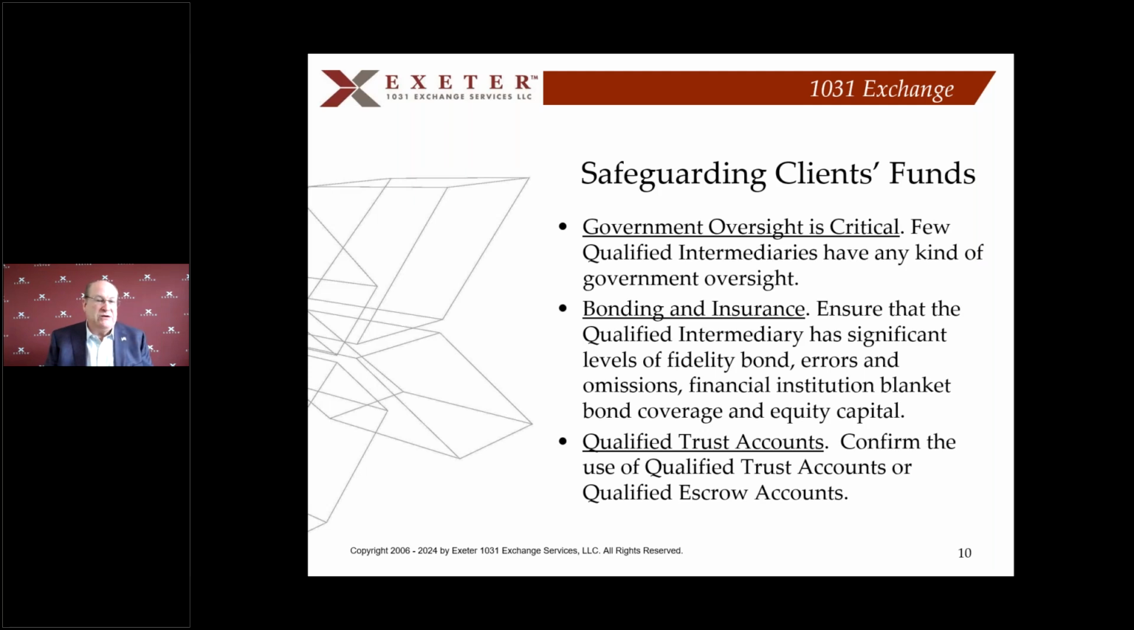The judge ruled that the client funds were actually corporate funds because they were held in the corporate name. And he also ruled that his ruling would have been different had the funds been held in a qualified trust account or a qualified escrow account. So it's critical that the exchange funds be held in a qualified trust or qualified escrow account.